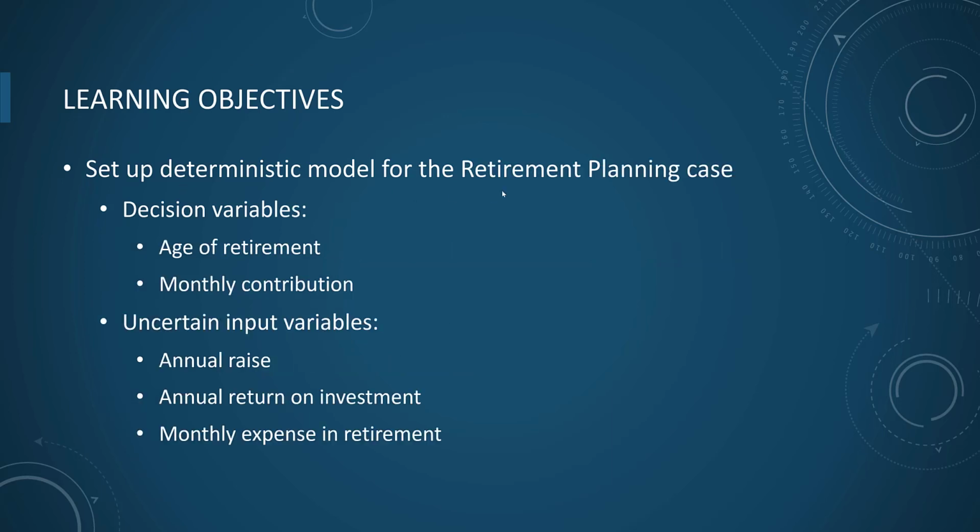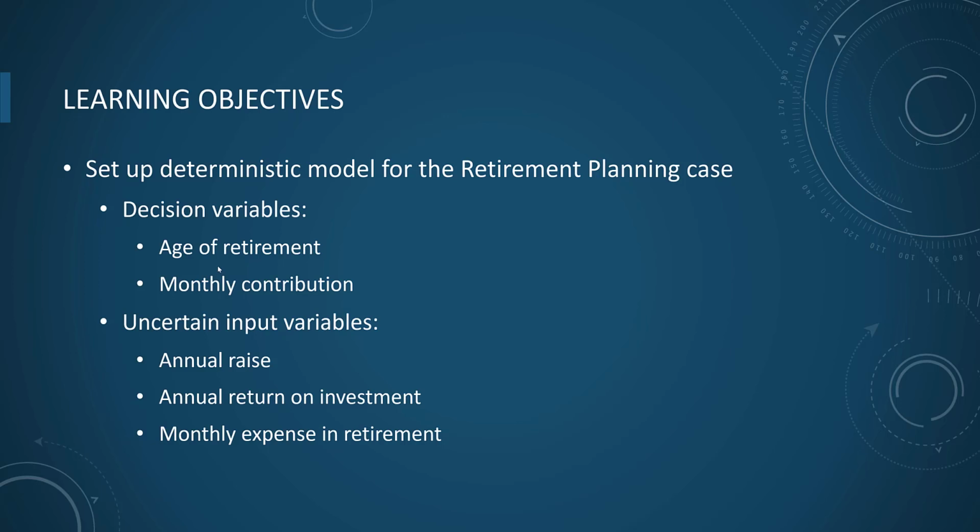Now, the second case is the retirement planning case, where you have the current age of the employee and a target age of retirement. Then you want to make monthly contributions. So that's another decision. When do you want to retire? 60, 65, or what? 66, 67? That's one decision variable. The second decision variable is the monthly contribution. Do you put in $100, $200, or what?